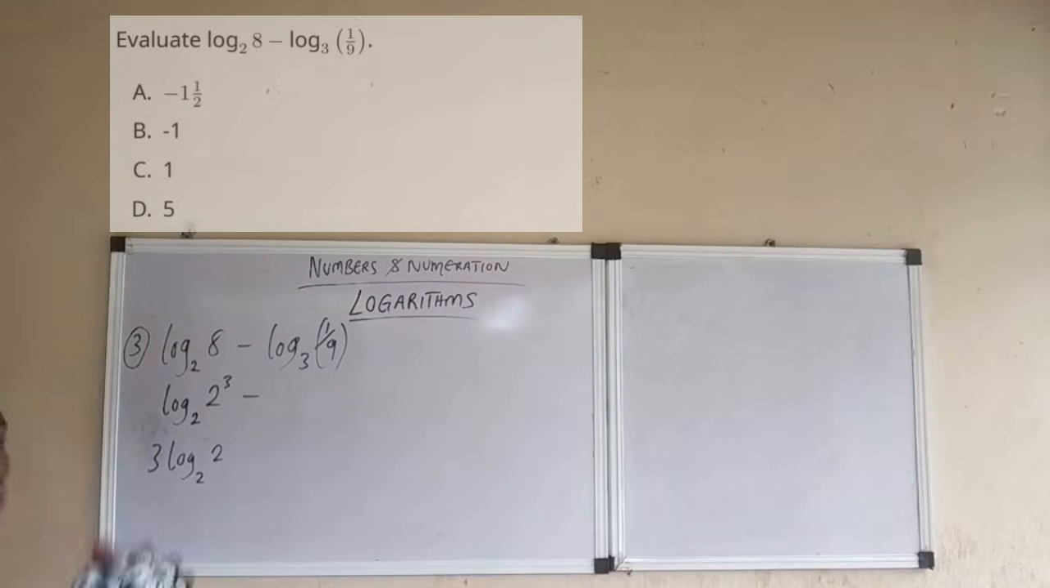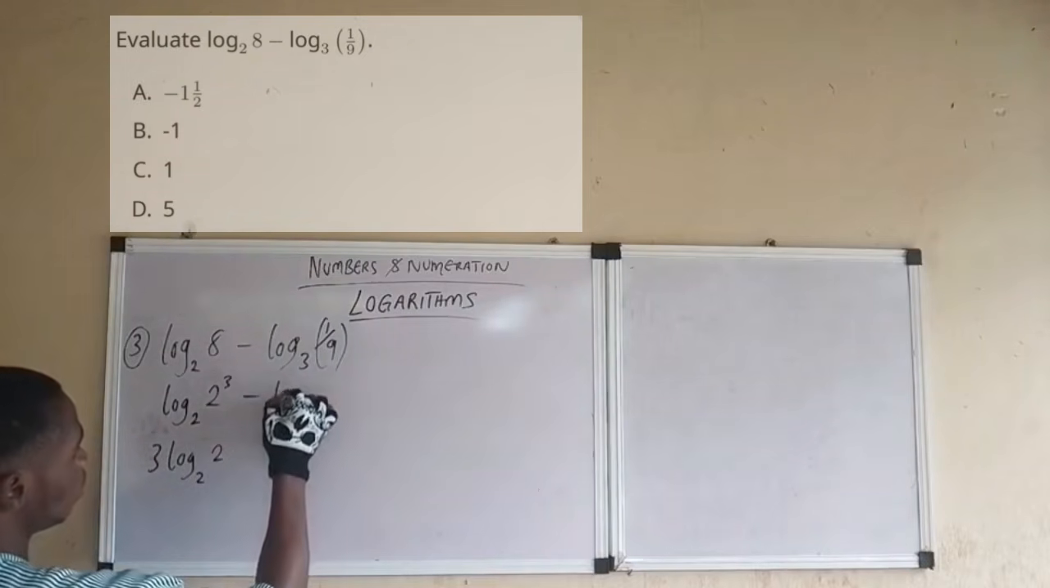For example, you have log 10 base 10, the answer is 1. Log 5 base 5, the answer is 1. So we want to try and express these values in such a way that we can simplify. Do you understand? Like in this case now, log 2 base 2 is going to give me 1. So let's see how we simplify this other part.